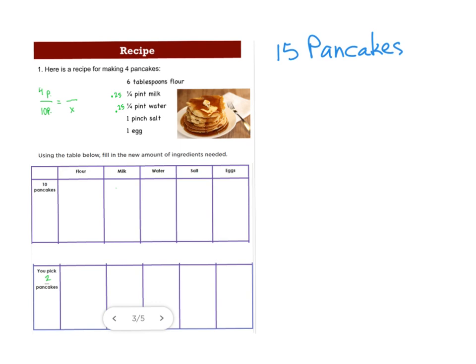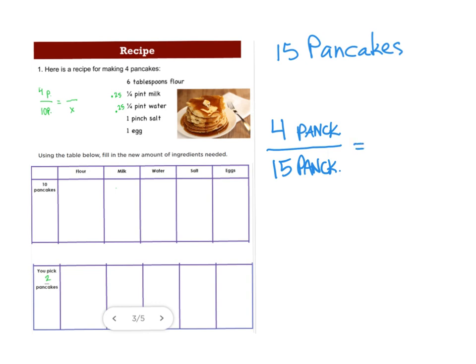That's pretty good. Okay, so the first thing we want to do is set up our proportion. We know the proportions for 4 pancakes because they give it to us. So I'm going to put the 4 pancakes in my numerator and then 15 pancakes in my denominator. This is for my example, but when you go back to do it, you're either going to have 10 in the denominator if you're doing the first table, or 2 in the denominator if you're doing the second table.